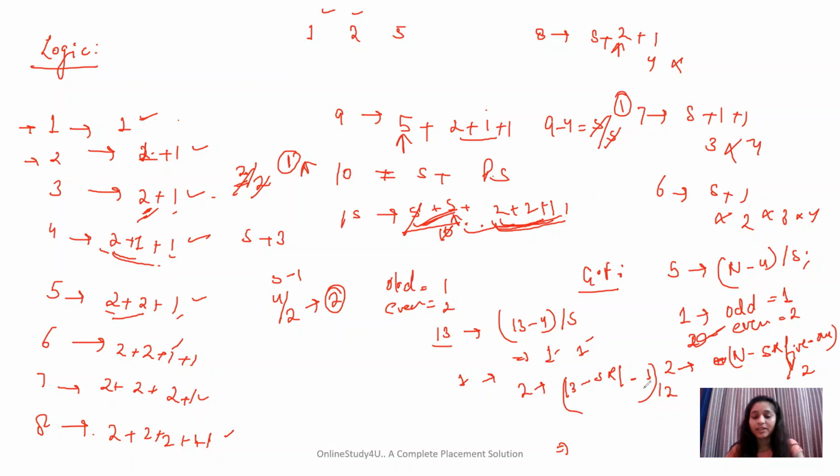13 minus 5 minus 1 will be 13 minus 6, that is 7, right? Now 7 divided by 2 will be 3, right? We are just including the integral value. We are not including any point or something. So now what will be the answer? 5 plus 1 plus 2 plus 2 plus 2.